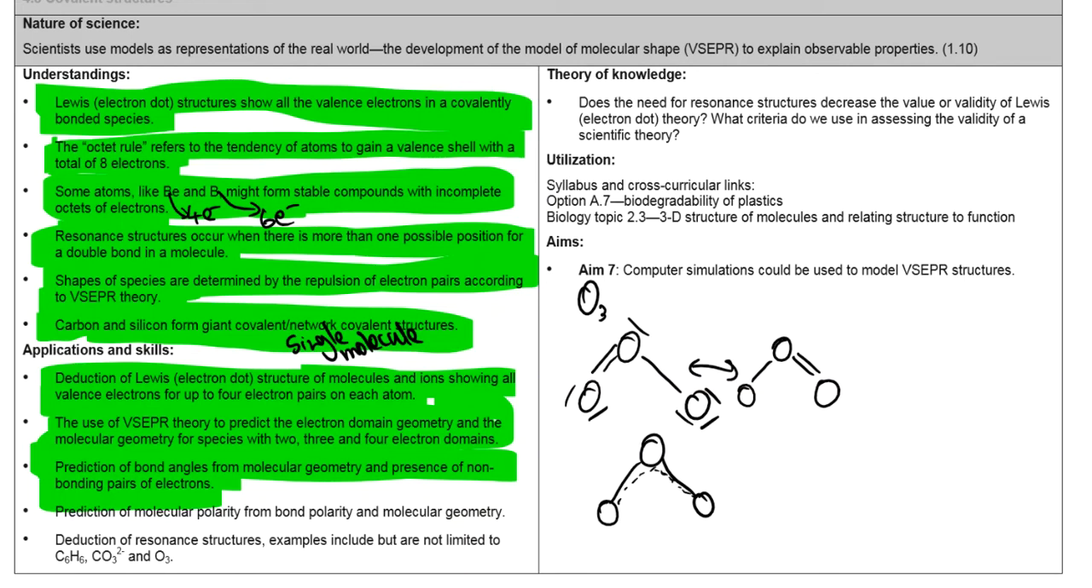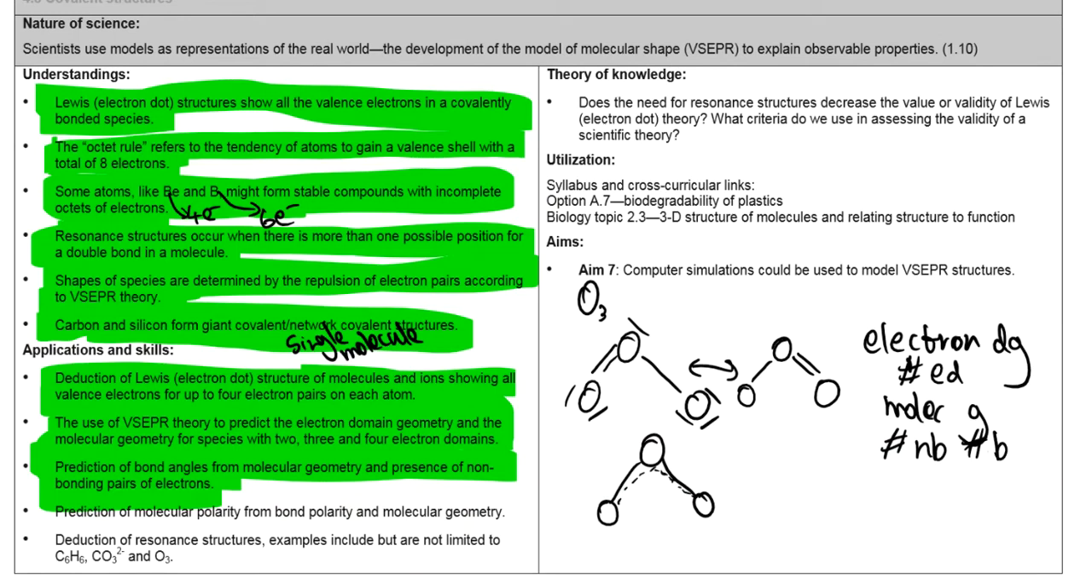Basically based on the structure, you have something called the electron domain geometry, and you have the molecular geometry. So the electron domain geometry is determined by the number of electron domains, whereas the molecular geometry is determined by the number of non-bonding and bonding electron pairs. That's just a brief way for you to watch this revision video.